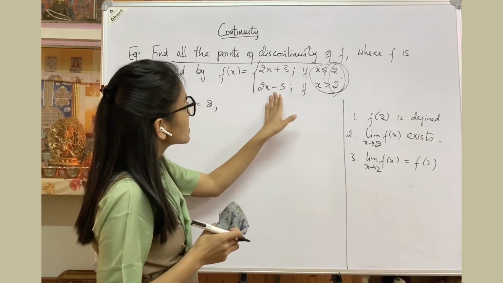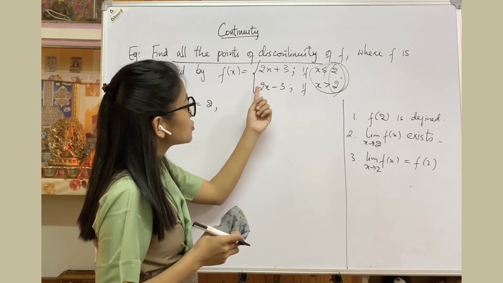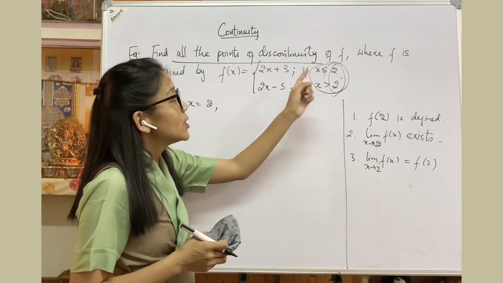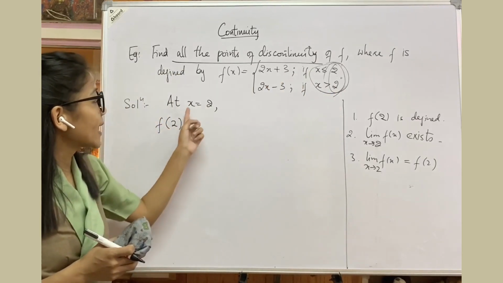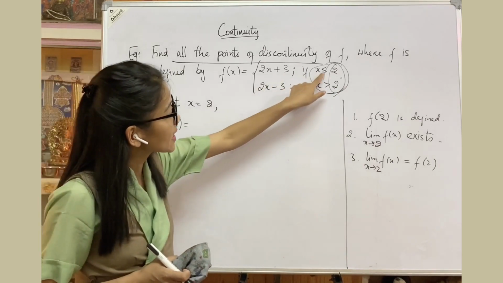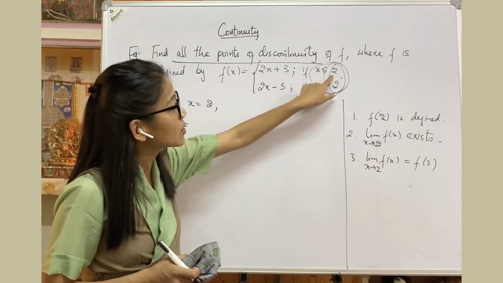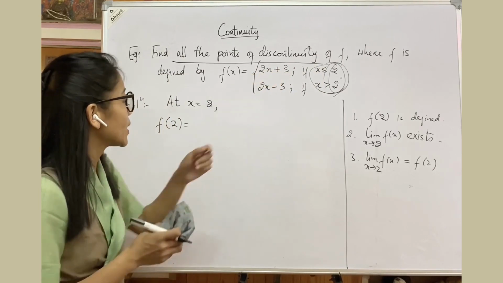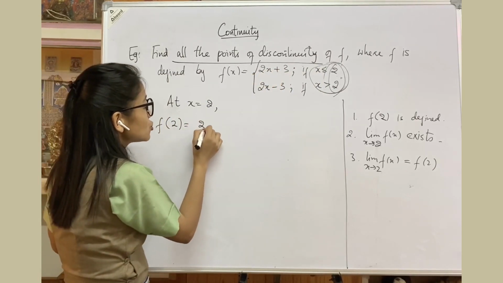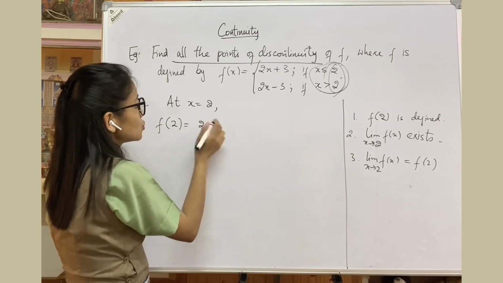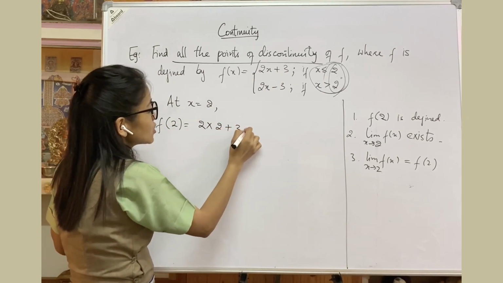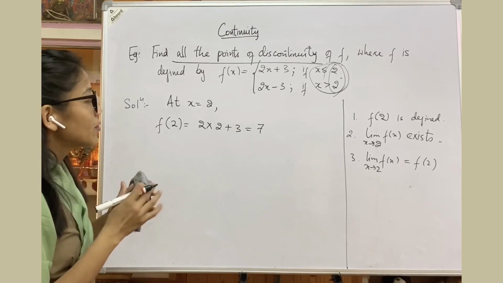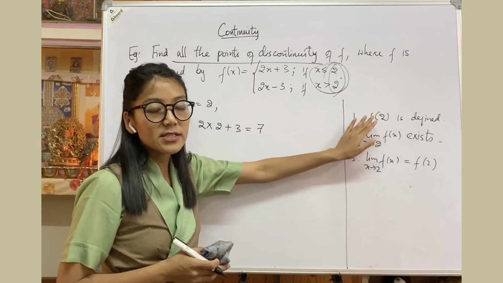So this is the function, it takes value 2x minus 3 when x is strictly greater than 2, right? But in this case we are taking x equal to 2, which comes in the category x less than or equal to 2. So therefore your function will be 2x plus 3. So 2 into 2 plus 3, that is 4 plus 3, which is 7, a defined value. So the first condition is satisfied.